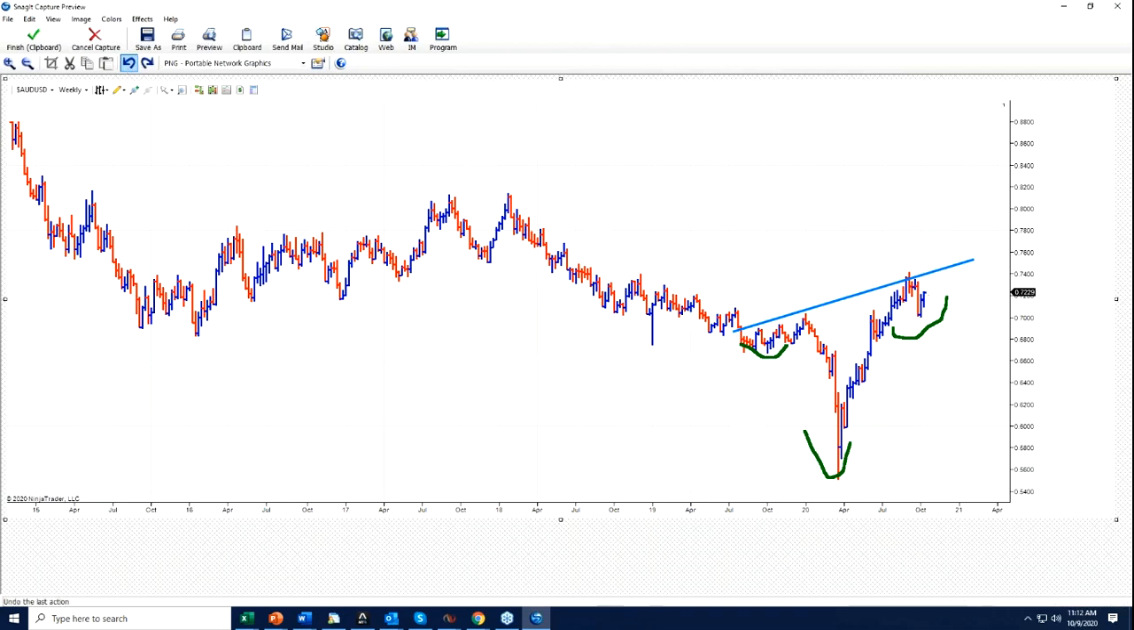So Australian dollar is looking very constructive here. You've got a key reversal and somewhat of an inside bar. We'll see how this week ends up, but I certainly would get long at or around current levels.